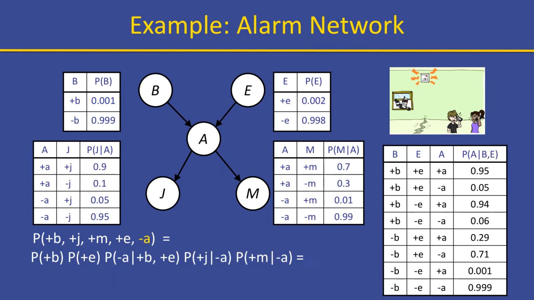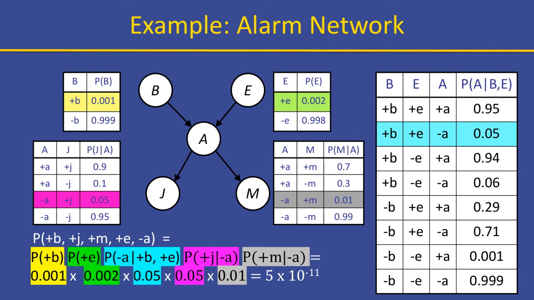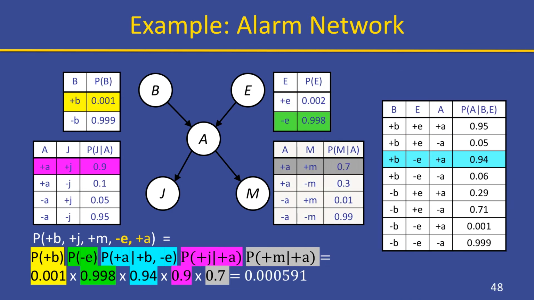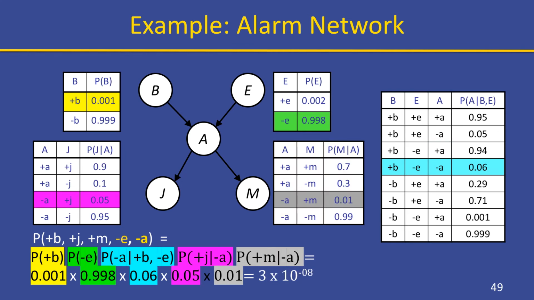We do the same for P of plus B plus J plus M plus E minus A. It's also a product of the local probabilities. We just have a different value for A, and we read the values of the table, and we have the result. We do the same for minus E plus A, P of plus B plus J plus M minus E plus A. We read the results and compute the product. And finally, we do the same for P of plus B plus J plus M minus E minus A, and we have the result here.